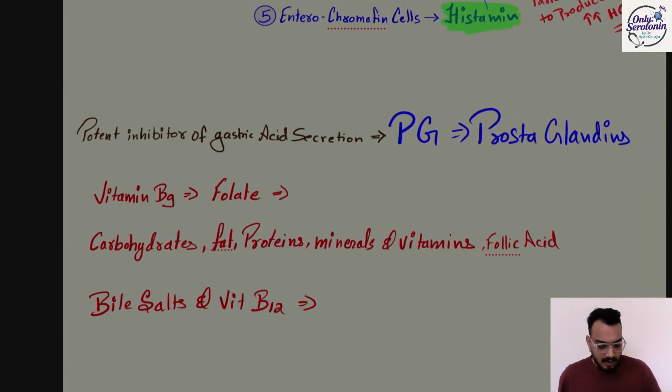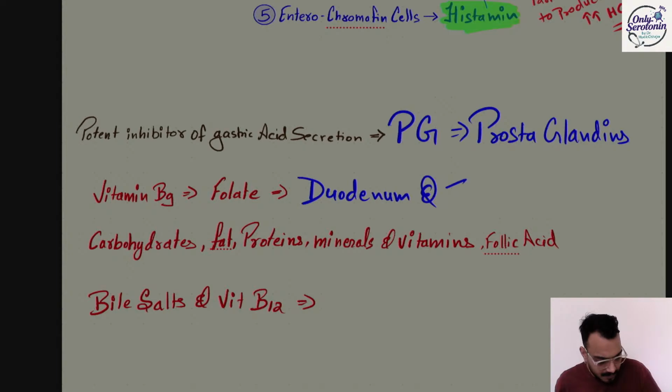Now, where all these things are absorbed in the intestine is also your FMG exam question. Now we are going to study about all these things. So vitamin B12 and folate, where are they going to be absorbed, guys? They are going to be absorbed either in the duodenum as well as in your jejunum.